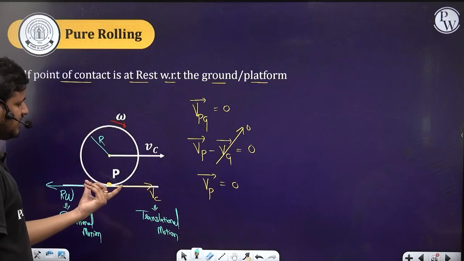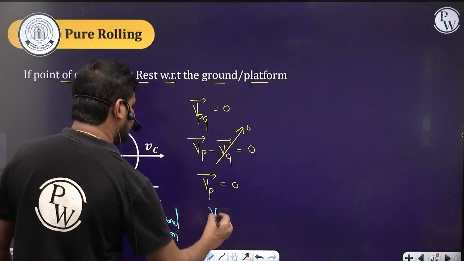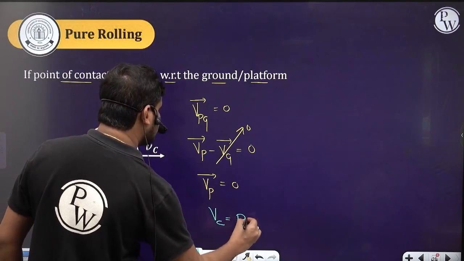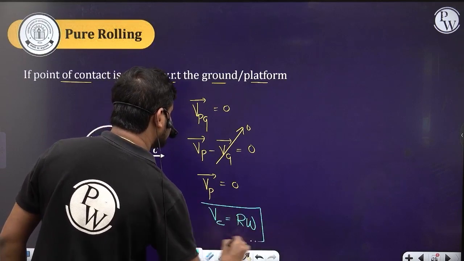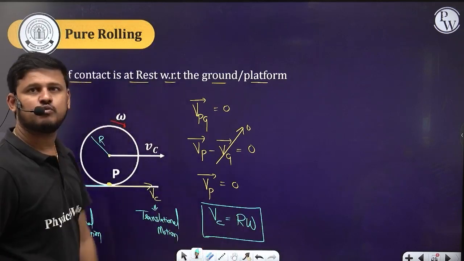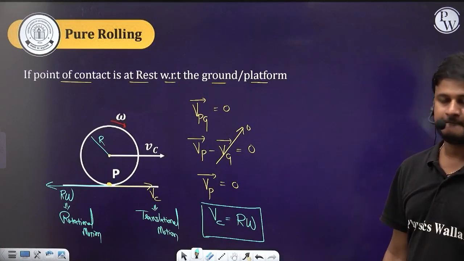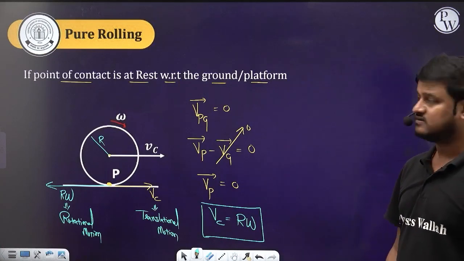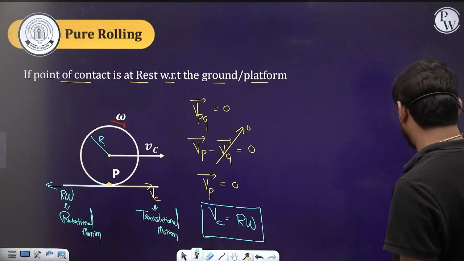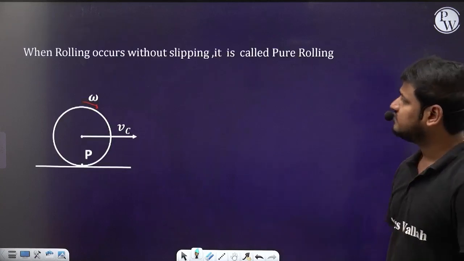So these should be equals to 0, which means Vc is equals to r omega. I can write Vc is equals to r omega. That's it. Done? Clear? Chal. So this is one definition, or else you can write one more definition also.